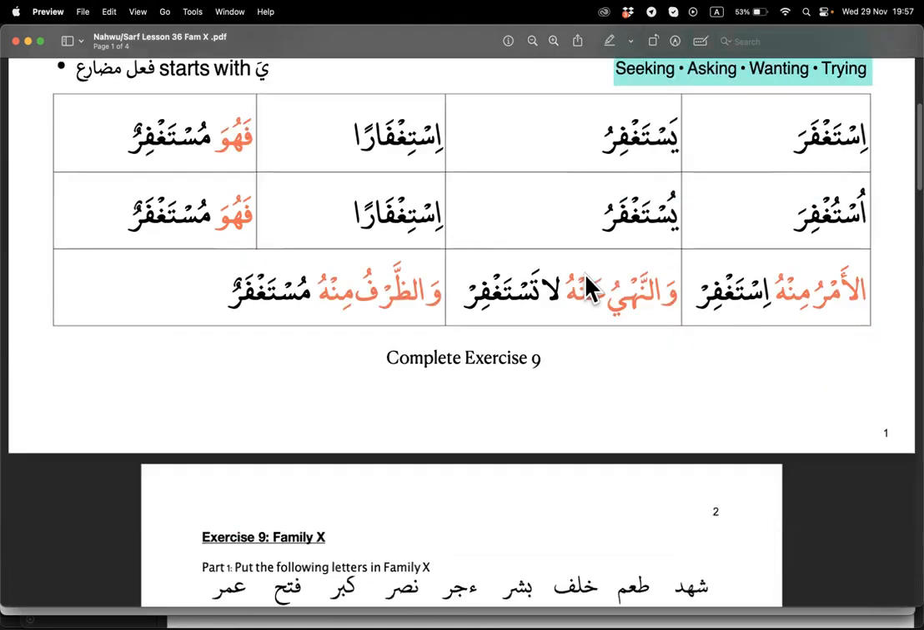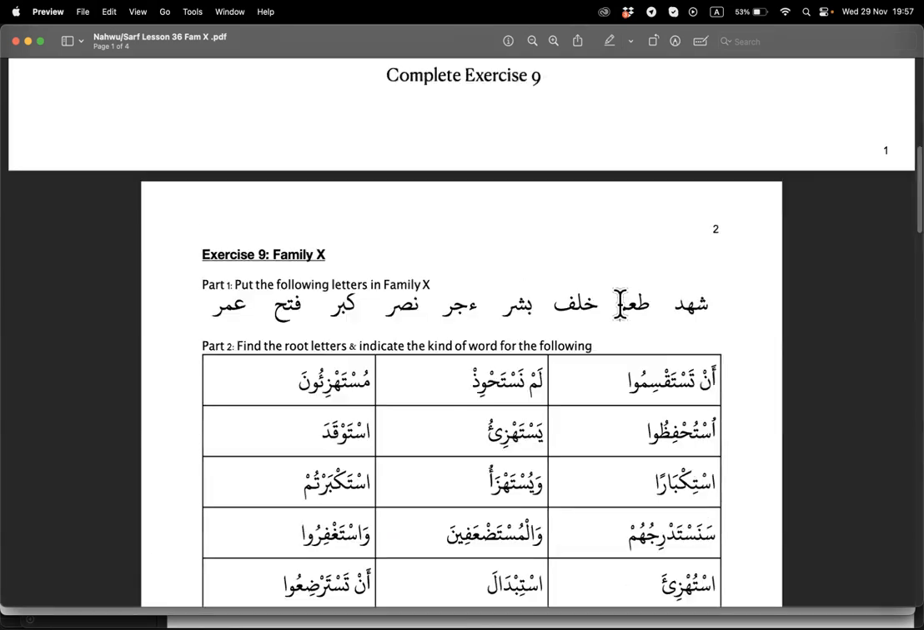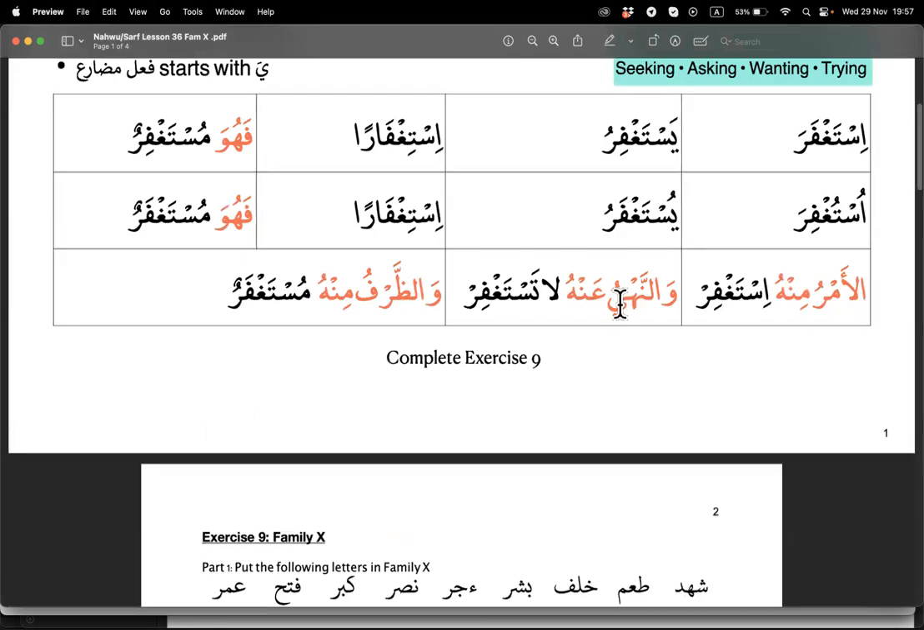Can you put ta ain mim into this family? Ta ain mim. Istat'ama, yastat'imu, istit'aman. Yes, mim is istit'aman.